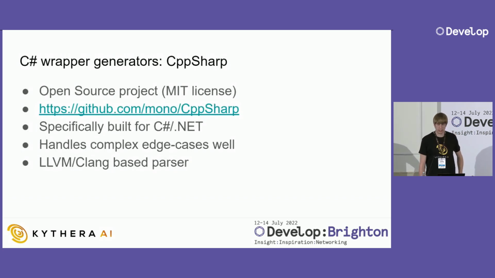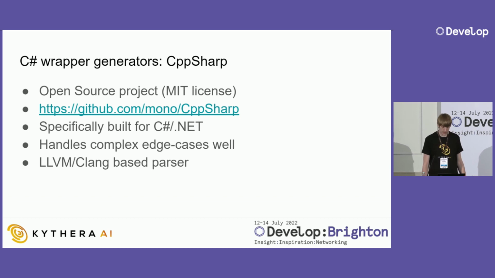CppSharp is an open source project under the MIT license. It's a subproject of the Mono open source .NET implementation. Compared to other solutions like SWIG, it is specifically built for C# and .NET, which means the code it generates feels really like C# code should feel. It has the correct naming conventions for variables, methods and classes. It just feels like code that is actually written for .NET, and not just a weird wrapper. It handles some complex edge cases very well, as you will see shortly.